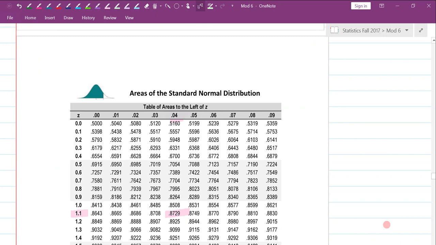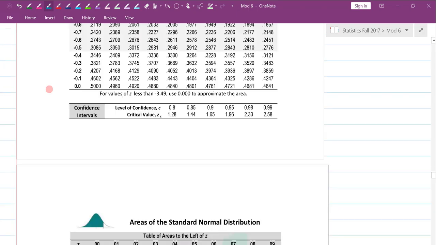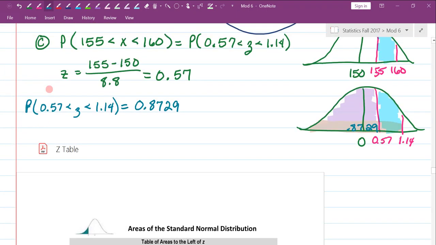Here's the area that we're going to be looking for. We're going to come in here for 0.5, and now we're going to come up here to the hundredths where it's at the 0.7. We're going to look at the intersection of the row and column, and we get 0.7157.